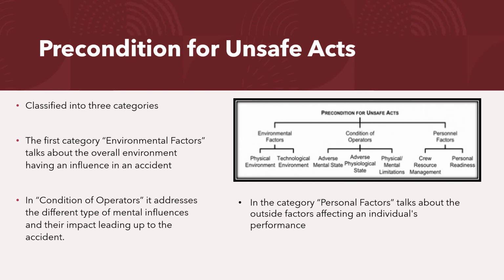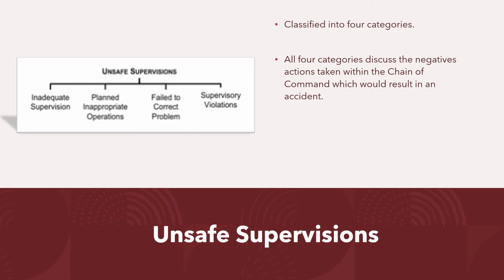The category personal factors refers to crew resource management and personal readiness, which involves the communication of an individual that is done in and out of their working environment. The third level is unsafe supervision, which is classified into four categories: inadequate supervision, planned inappropriate operations, failure to correct problems, and supervisory violations. These four categories discuss the improper supervision and the negative impact it could have in the industry.